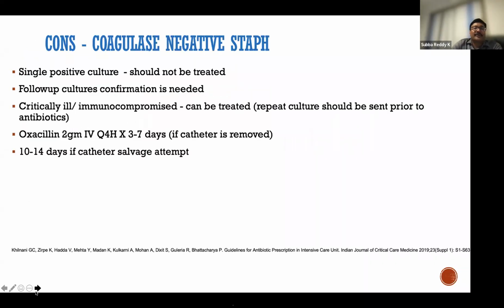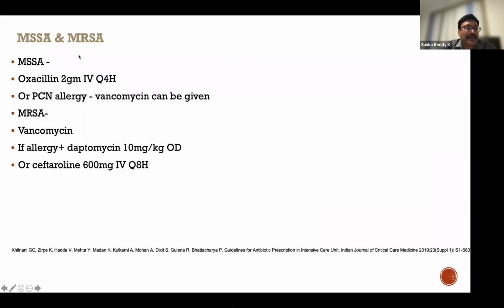So most of the time, neuro infections are caused by CONS, and then we have to use oxacillin 2 grams IV 4th hourly. There is no point using vancomycin when you get coagulase negative staph. If you're trying to keep the catheter, then we can give an antibiotic like oxacillin for 10 to 14 days to salvage the catheter. We have to differentiate between MSSA and MRSA. MSSA, we have to give oxacillin 2 grams IV 4th hourly. If it is MRSA, we have to go for vancomycin. And if the patient has penicillin allergy, we can give vancomycin, or we can use daptomycin in MRSA, 10 milligrams per kg once a day.